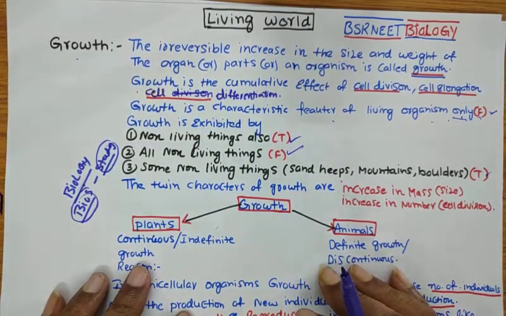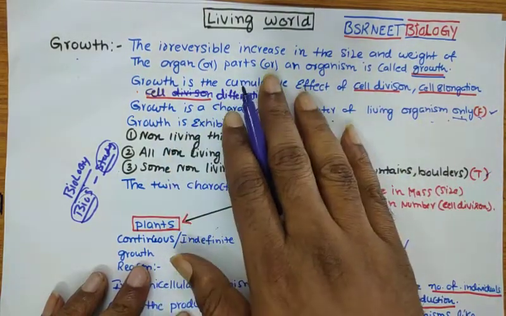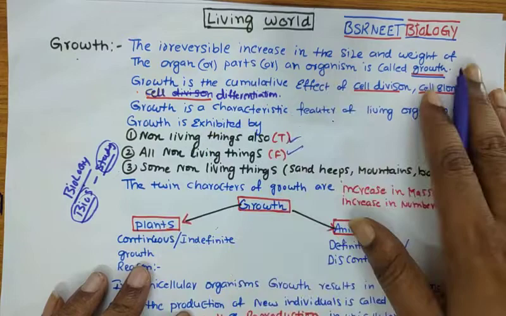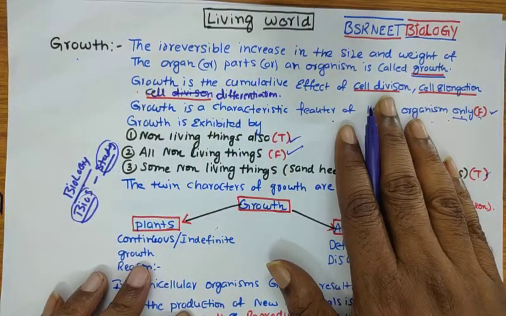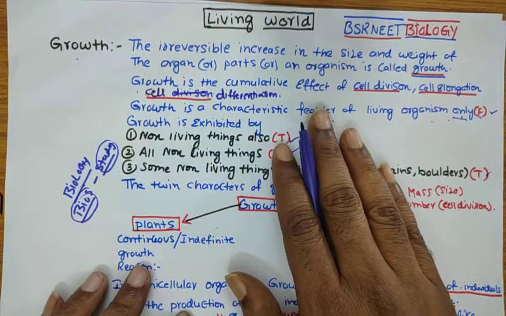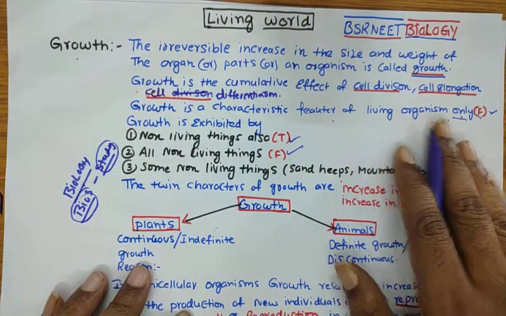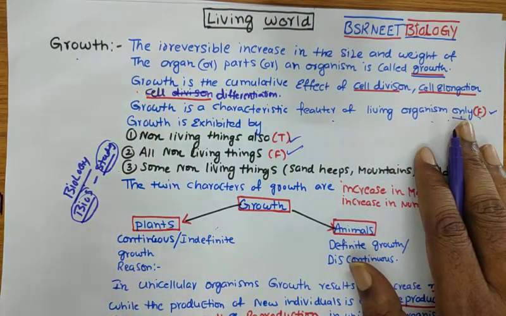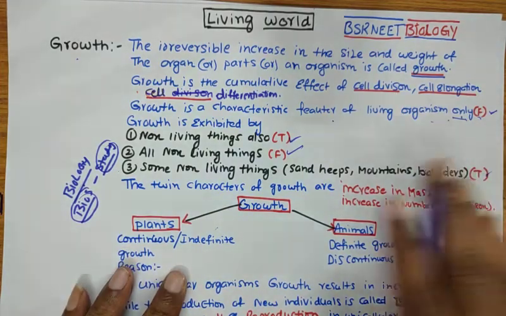Growth is the irreversible increase in size and weight of an organ, a part, or an organism. Growth is the cumulative effect of cell division, cell elongation, and cell differentiation. I am giving statements just to observe. Growth is the characteristic feature of living organisms only. Living organisms only, that statement is false.